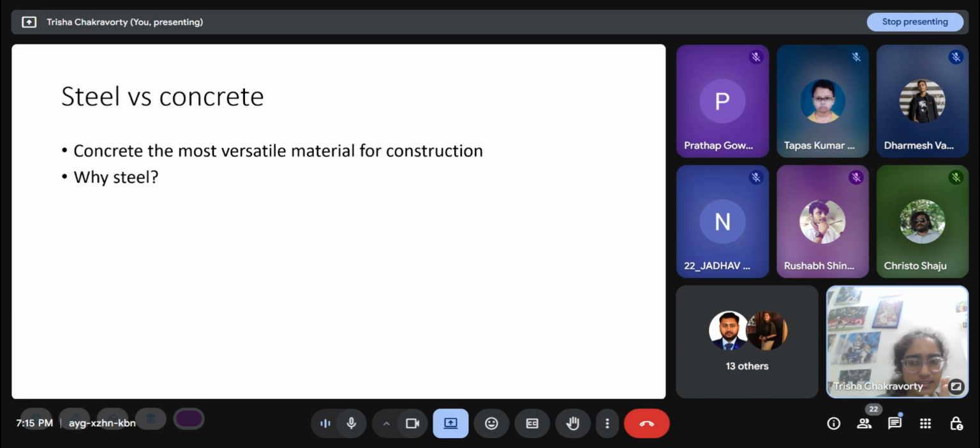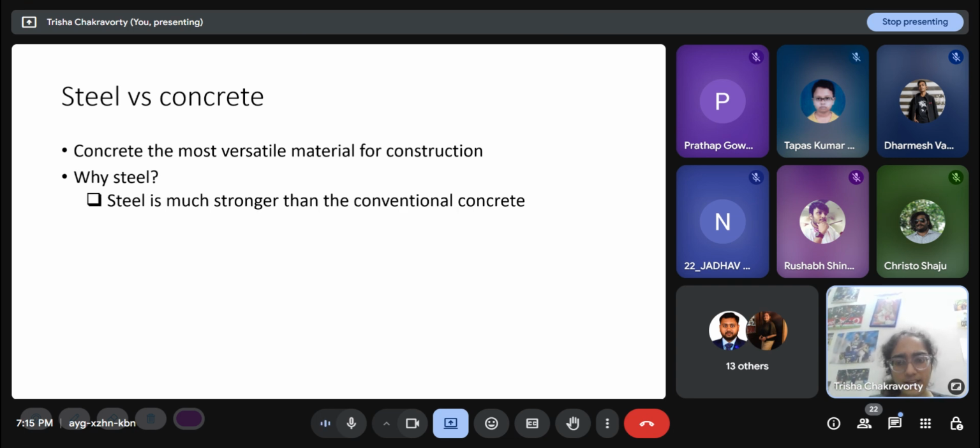But steel is not that. Steel is formed at very high temperatures in industries, so you cannot make a steel section of whatever shape you want. But there are some advantages steel has. Steel is much stronger than conventional concrete.